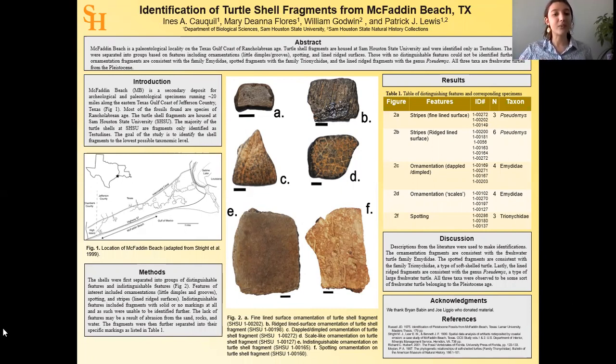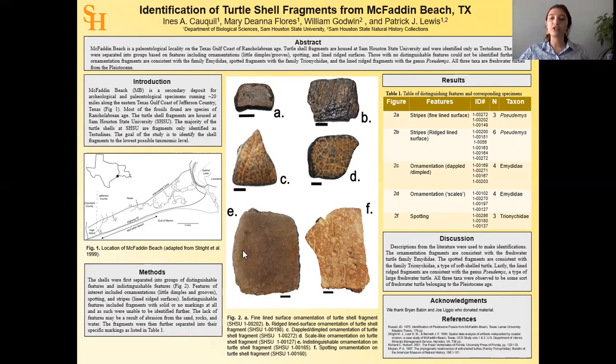From the methods, we can see that I recovered a little over 100 specimens, and from those specimens, I was able to identify them into two main groups: indistinguishable versus distinguishable markings on the shells. As we can see in Figure 2, E is an indistinguishable shell specimen. That means that there were solid features with no distinguishable markings.